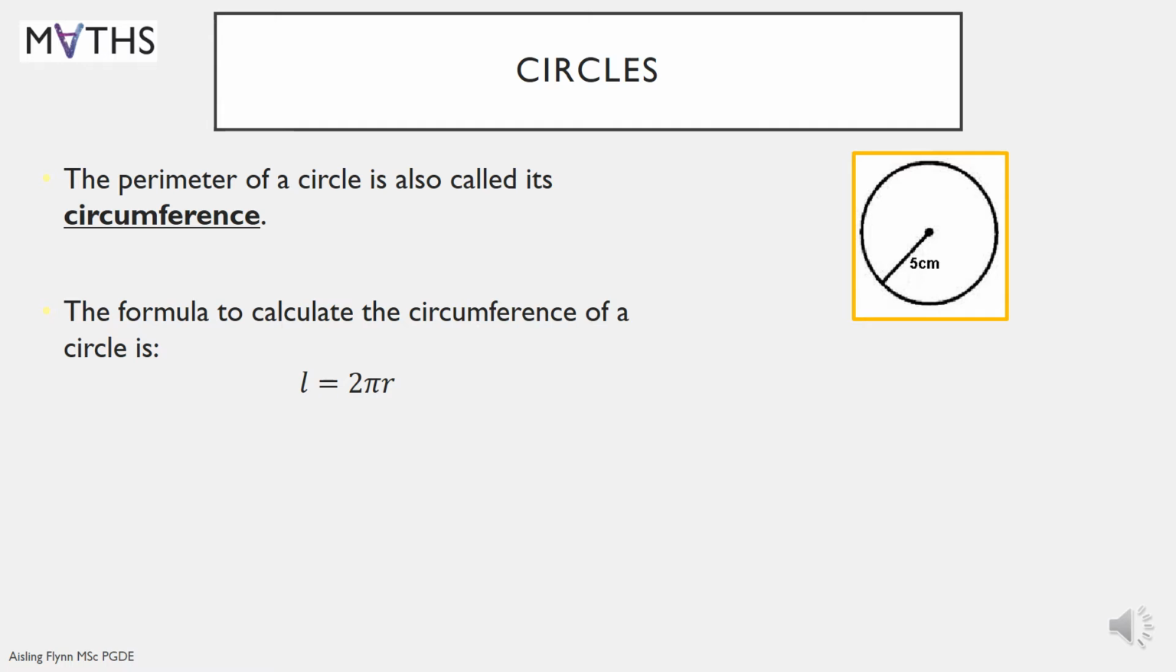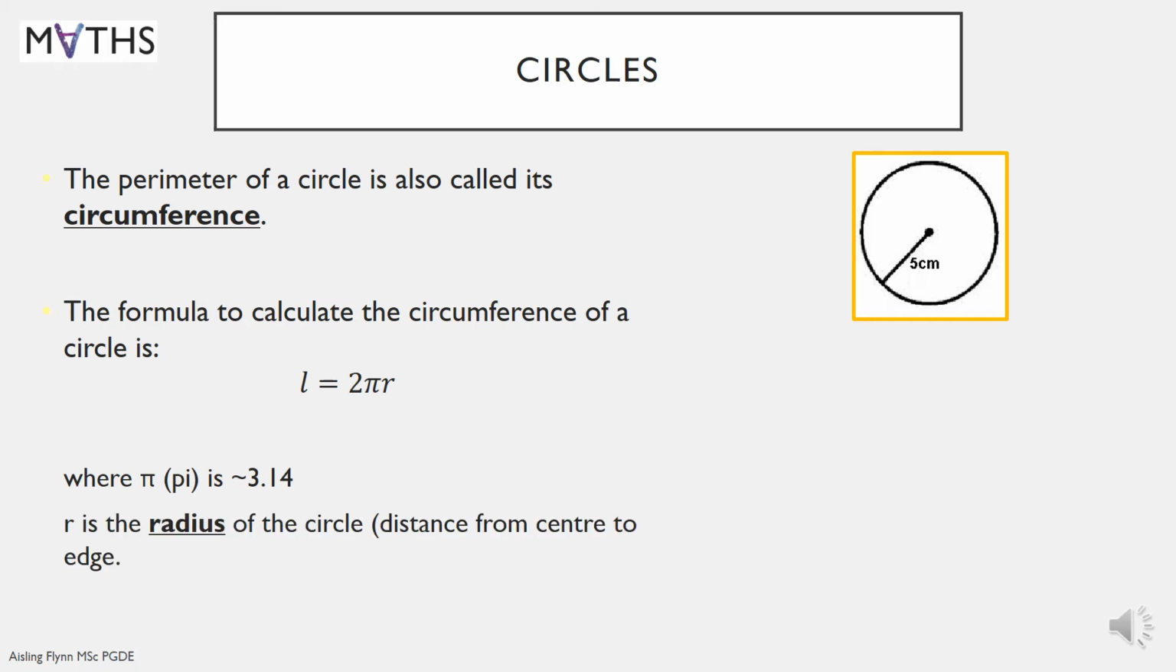Now this formula can be found in the formula book that is provided to you for your exam. So you do not have to memorize it, but you do have to know where to find it. In this formula, pi, that Greek letter pi, is roughly equal to 3.14. We'll speak a little bit about pi in a minute. And r refers to the radius of the circle, which means the distance from the center of the circle to the edge. And in our diagram here, the radius is 5 centimeters.